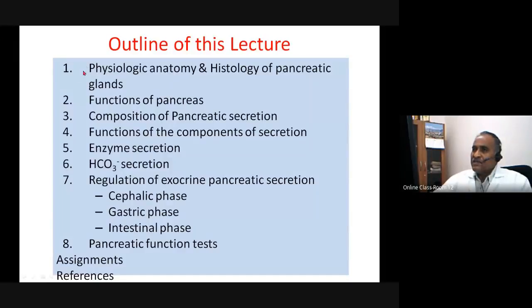Here in the beginning, in the first part, I will talk about physiology, anatomy, and histology of the pancreatic glands. Then I will deal with the functions of the pancreas. Subsequently, composition of pancreatic secretion, trying to emphasize the functions of the components of the secretions. Then the method of enzyme secretion, the mechanism of HCO3 secretion, and the regulation of the exocrine function of the pancreatic secretion, both cephalic, gastric, and intestinal phases, and then pancreatic function tests. So these are the outlines of this lecture.